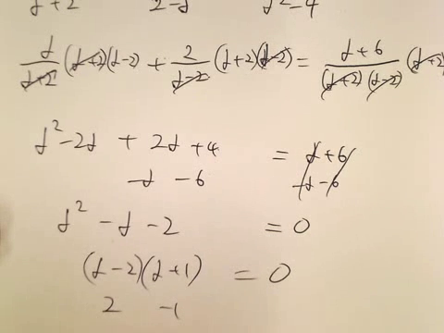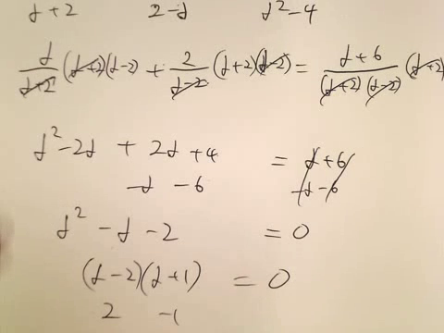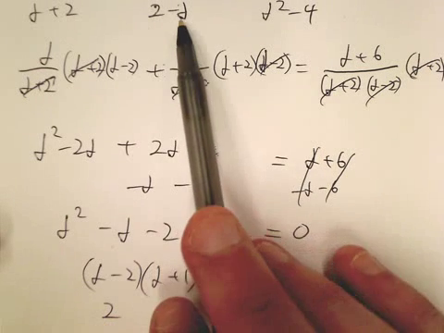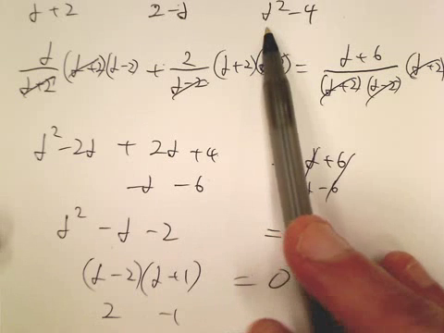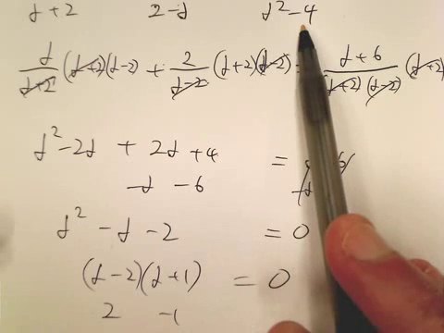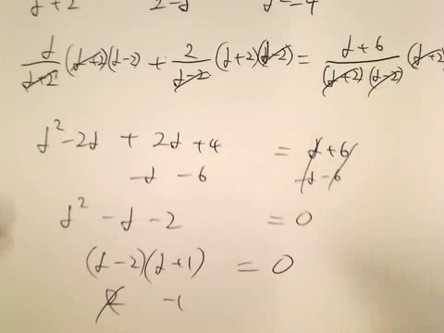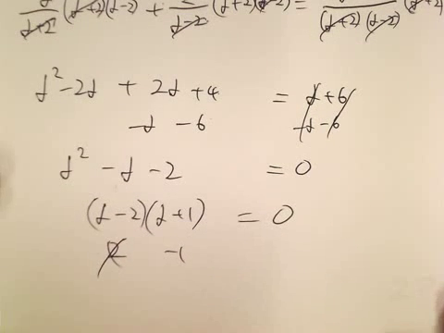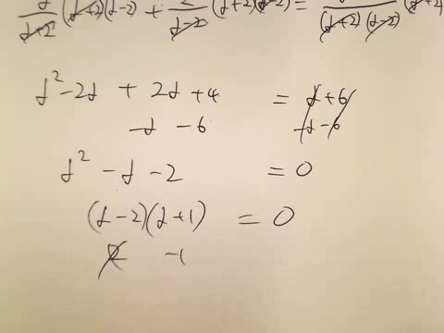So those are your answers. The 2 is actually extraneous, right? The 2 won't work because 2 minus 2 will give you 0, or 2 squared is 4 minus 4 will also give me a 0 there. So the 2 won't work, but the negative 1 will. So my solution here is negative 1.